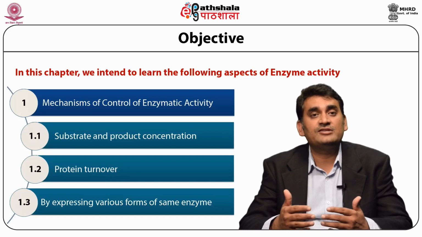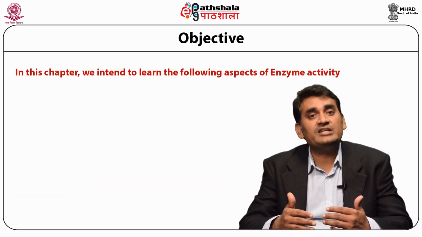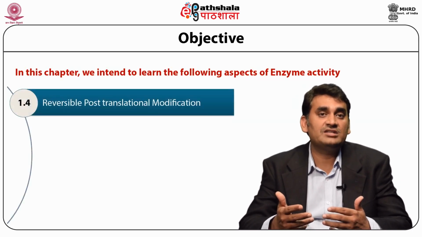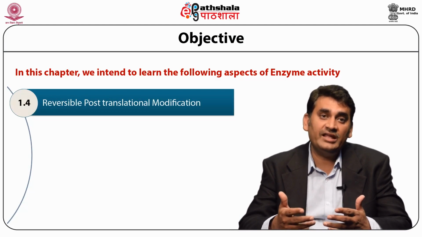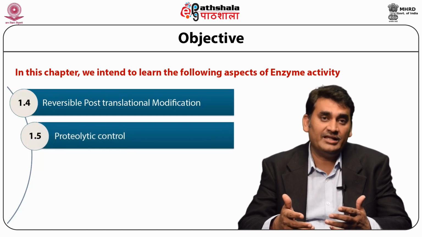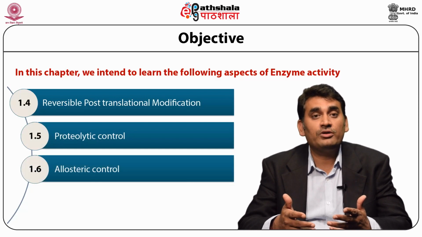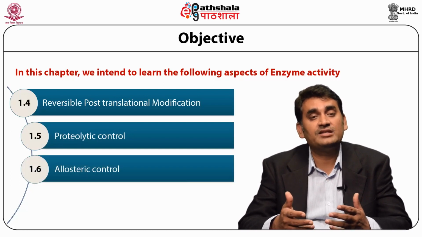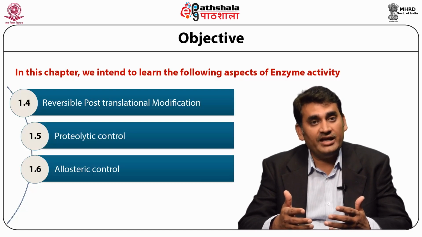So sometimes these isozymes express in different types of tissues. So this is another mechanism. Then we will be studying the reversible modification, which is a reversible post-translational modification, which is also a mode of regulating the enzyme activity. Then proteolytic control is one mode of regulating the enzyme activity. Then allosteric control: a majority of the metabolic enzymes are basically regulated through allosteric control for their enzymatic activity.